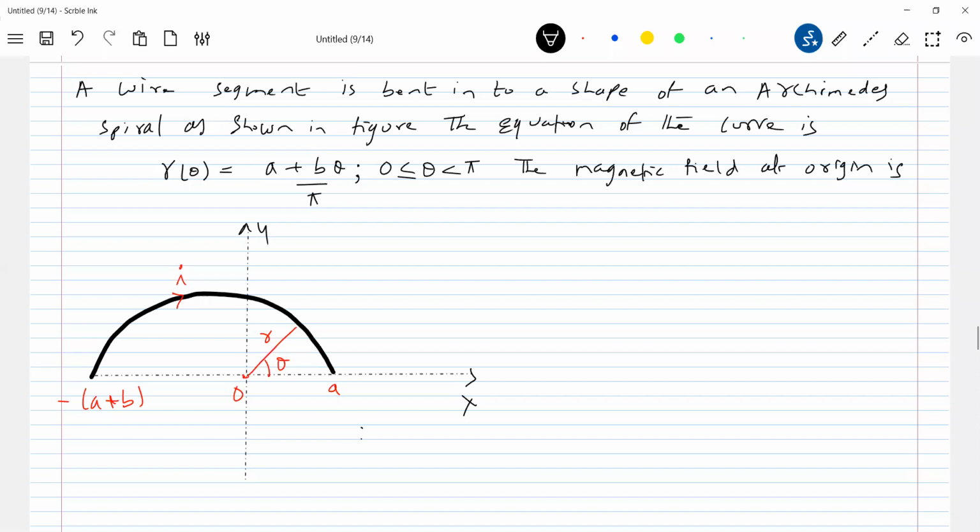Sir, is that b by pi, or a plus b theta by pi? A plus b by pi. B divided by pi. No, it is b divided by pi into theta. This is theta.